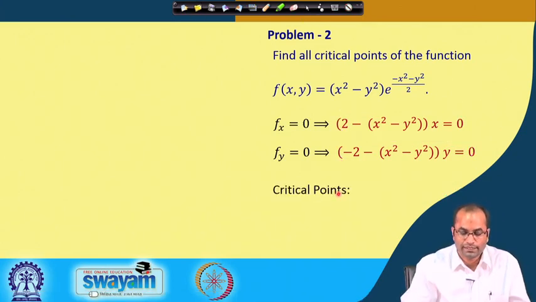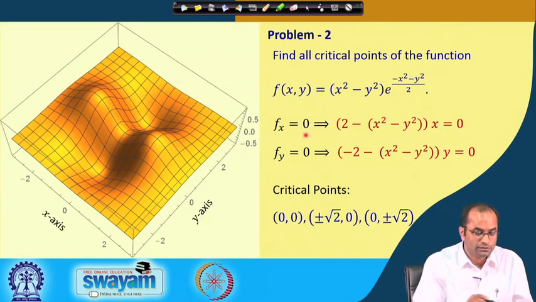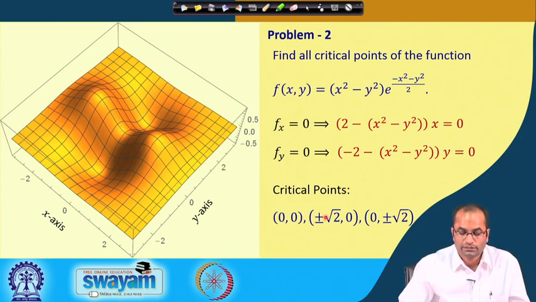And what do we get? So, we have the critical points (0, 0), (√2, 0), (−√2, 0), and then (0, √2) and (0, −√2). So, all these are the critical points which we can see here in this problem. So, we can see this one, this one, this one, this one, and again here there is a critical point. So, these are the critical points of this problem.